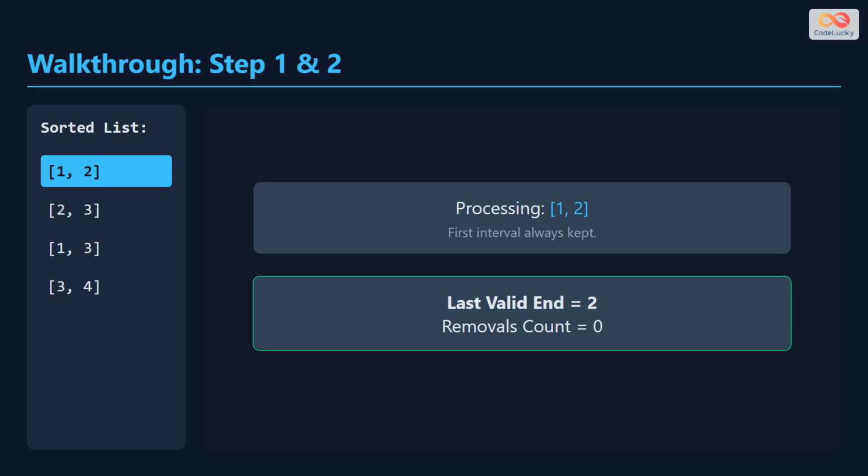Let's walk through an example. We have intervals [1,2], [2,3], [1,3], and [3,4]. After sorting by end time, the order is [1,2], [2,3], [1,3], then [3,4]. We always keep the first interval, which is [1,2]. We set our last valid end to 2.